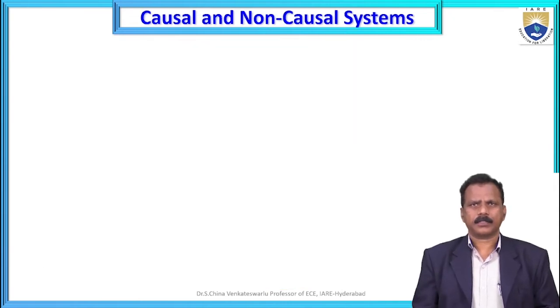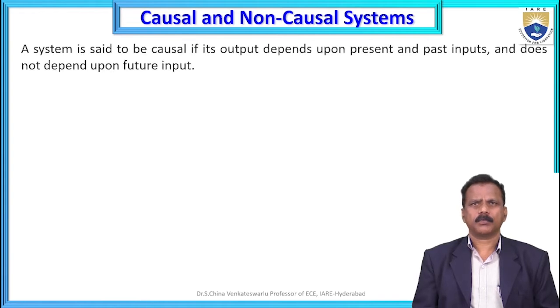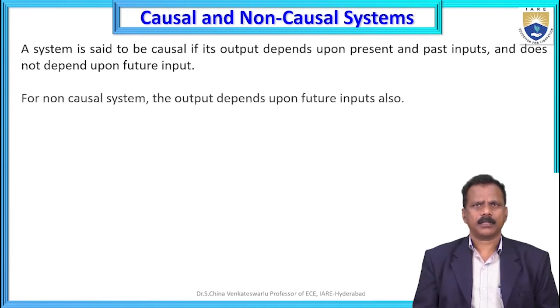Next, coming to the next system: causal and non-causal systems. Here a system is said to be causal if its output depends upon the present and past inputs and does not depend upon future input. That is nothing but a causal system. Using this simple definition, for a non-causal system, the output depends upon the future inputs also.